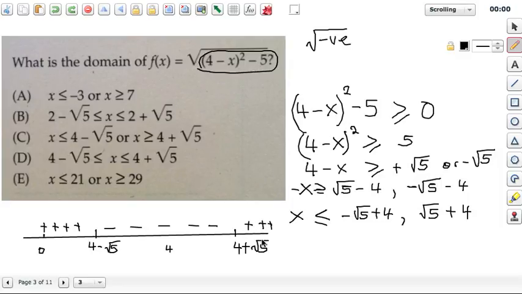Okay, so you want 4 minus x squared minus 5 to be positive. So this is your domain, and this region is your domain. So now that you know which it is, we can go ahead and pick the correct answer. So x is less than 4 minus root 5, or x is greater than 4 plus root 5. That looks like it's going to work. So the correct answer is C.